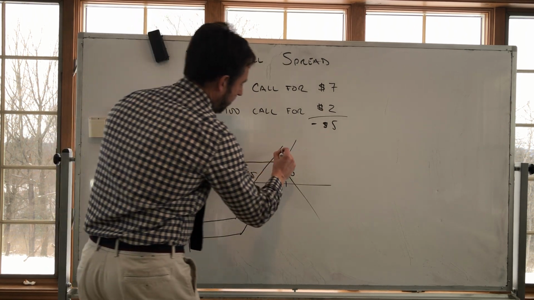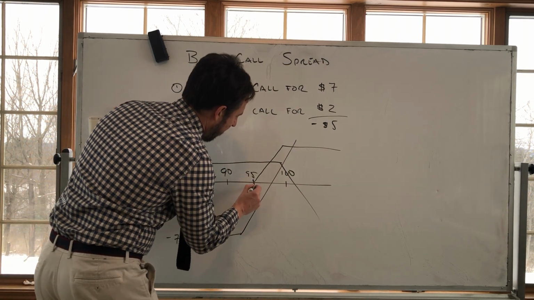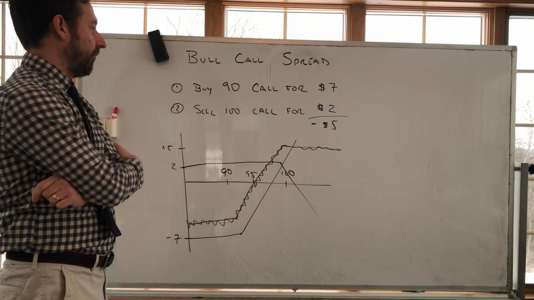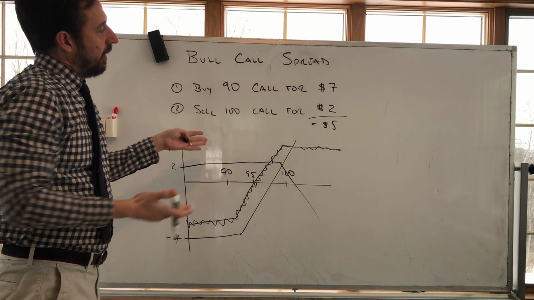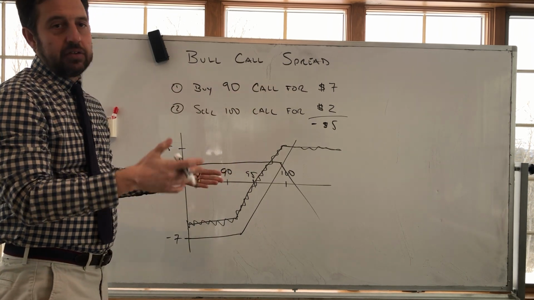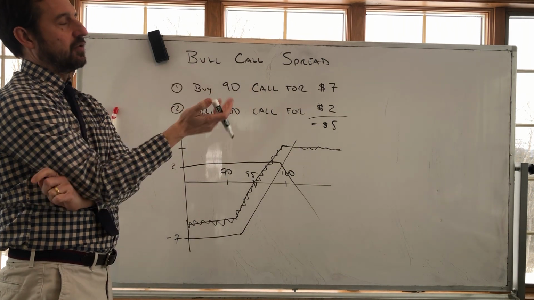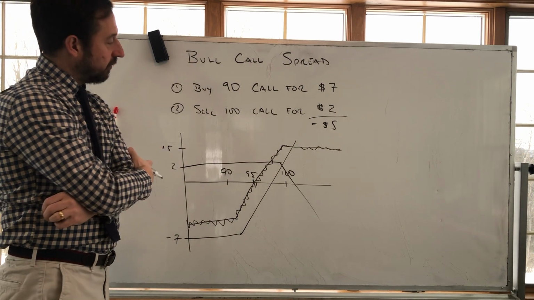Note the spread is going to have a max loss of $5, a break even of 95, and a max gain of $5. Note that if I'm using 90 and 100, most of the time it's not going to be symmetric, like a max loss of 5 and a max gain of 5. Usually it's going to be like a max loss of 6 and a max gain of 4. It's just the numbers I chose.